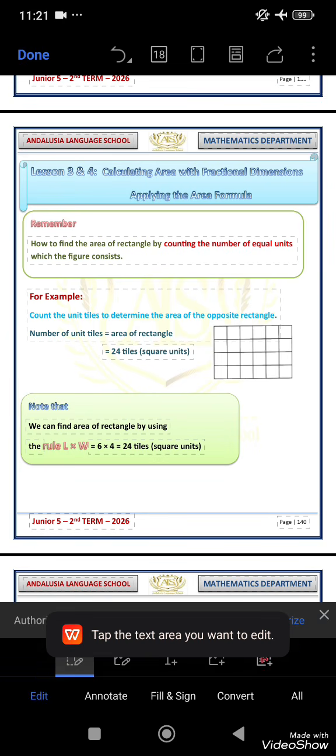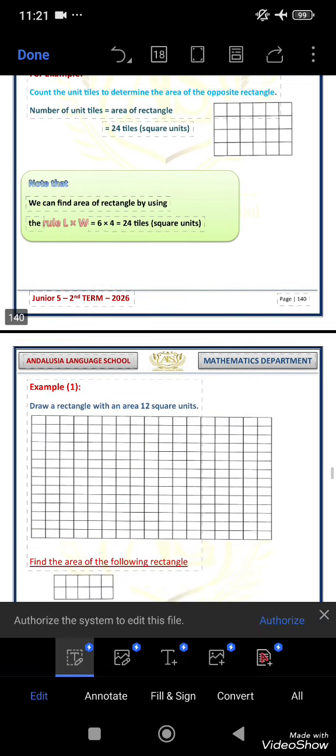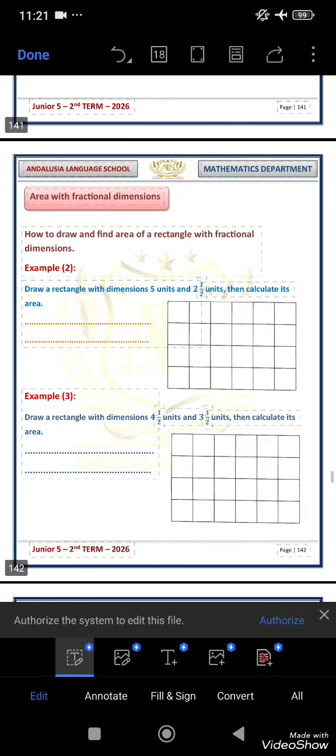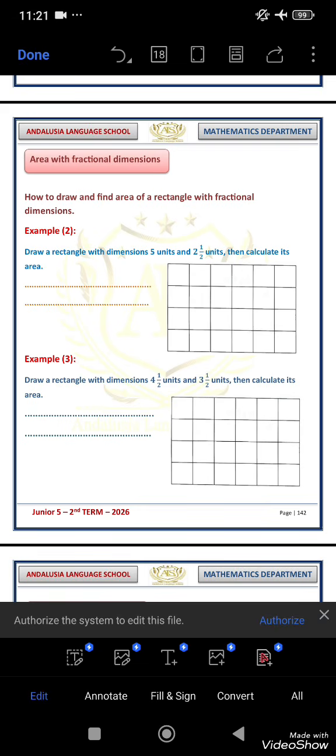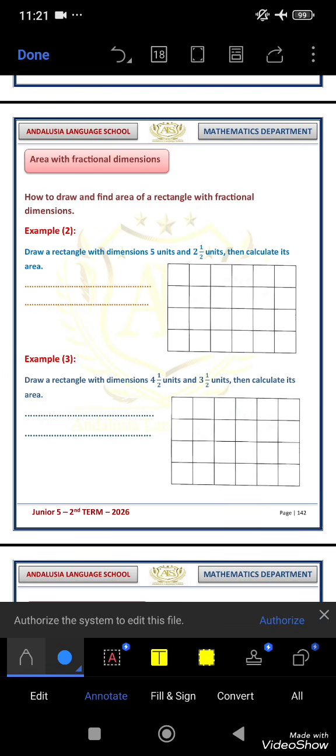Okay, second way. If you have the dimensions of the rectangle, how will we find the area? I know from last year that the area of a rectangle means length times width. The length is the longest side of the rectangle and the width is the shortest side. So if you give me the length and width, you can multiply them to find the area. The product of length and width is the area of the rectangle.